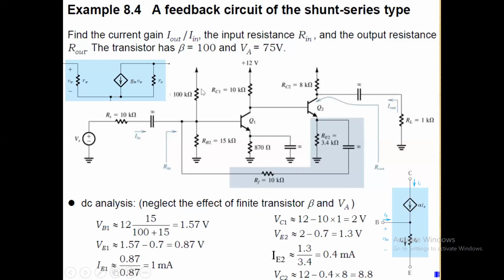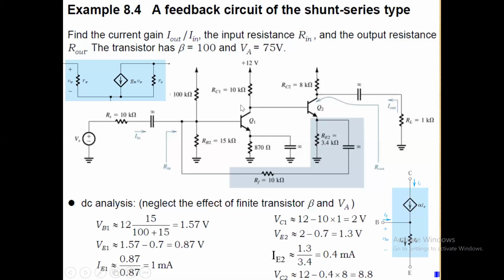Or otherwise, you can say that the current flowing through this is 12 divided by 100 plus 15. That current multiplied by 15 kilo ohms will give me the voltage at this point, which will be equal to 1.57 volts here. Once having found this, the voltage at this point is this voltage minus this voltage. So the voltage here is 1.57. VBE, when it is in the active region, will be 0.7. So 1.57 minus 0.7 will be 0.87 volts.